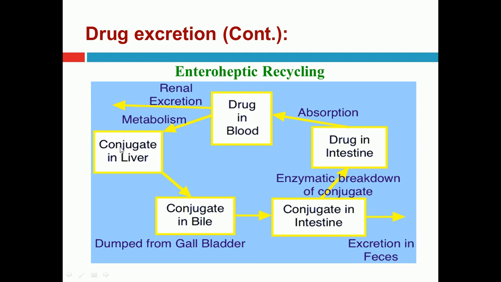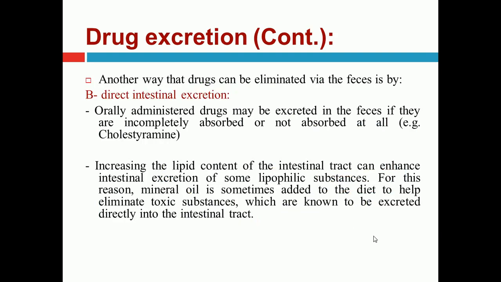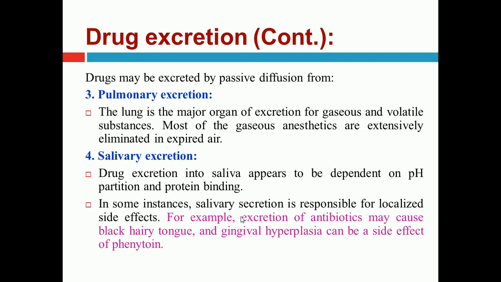Drug in blood, phase 2 metabolic reactions. Then the drug binds with the bile. In the bile, it comes to intestine, and through the intestine it goes into the feces. This is the first mechanism by which drug can be excreted into the feces. The second is direct intestinal excretion. So that is again from the small intestine. If the drug is not absorbed, then it can be excreted out.